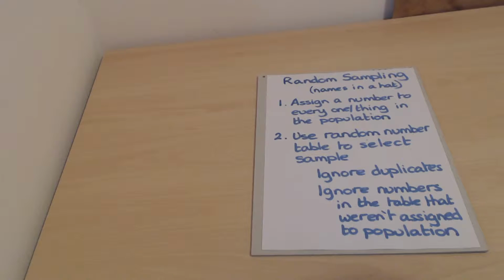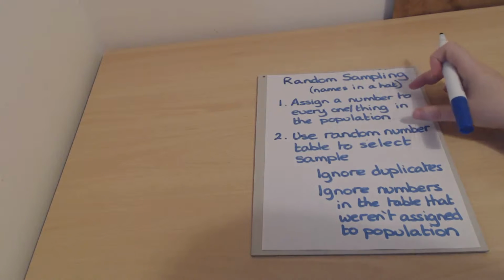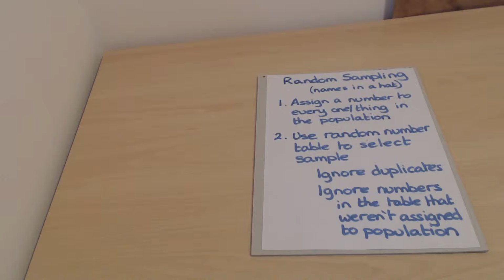It's basically a two-step process. The first step is that you need to actually assign a number to everyone or everything in the population that you're going to sample. Before I go on to step two, this is a bit of a hiccup with sampling, because if you've got a very large population, it may be impractical to do it that way. But if we were just talking about a sample within a class or a small group, then this is practical.